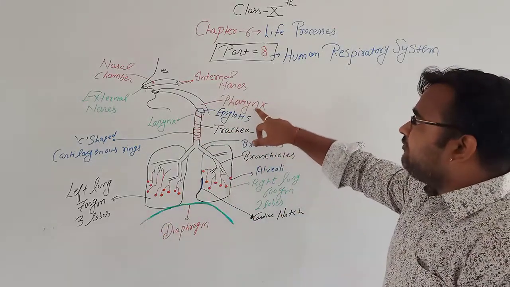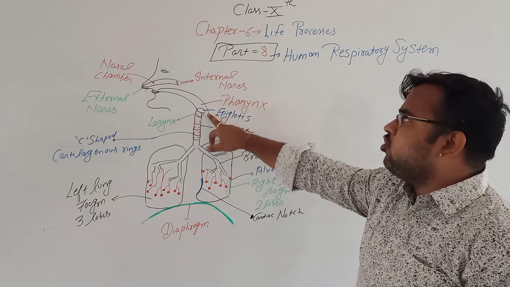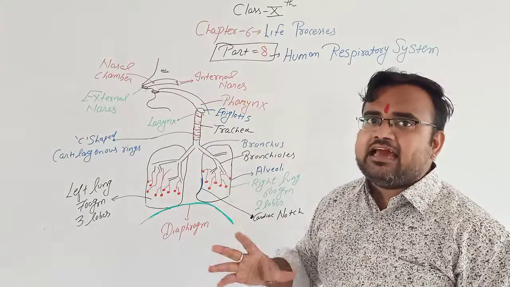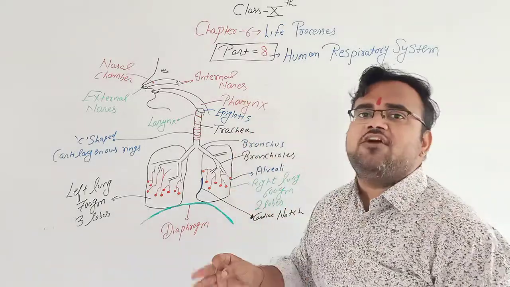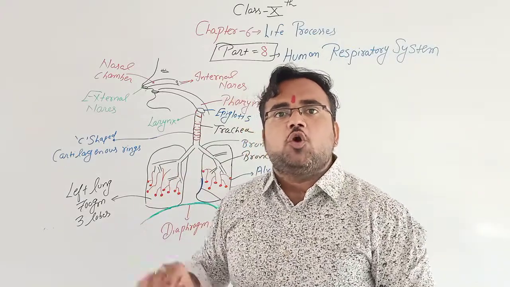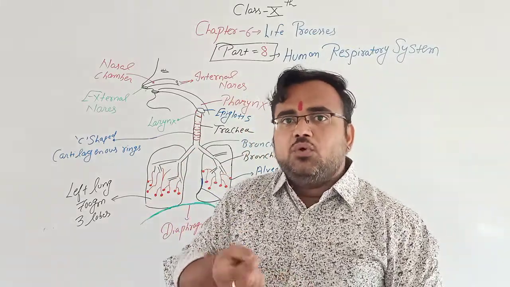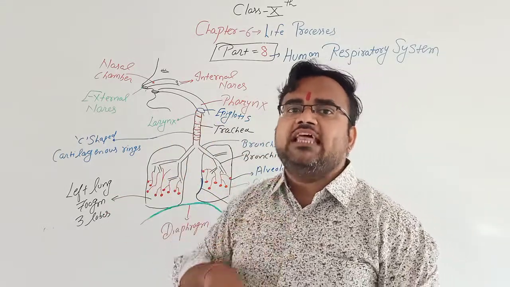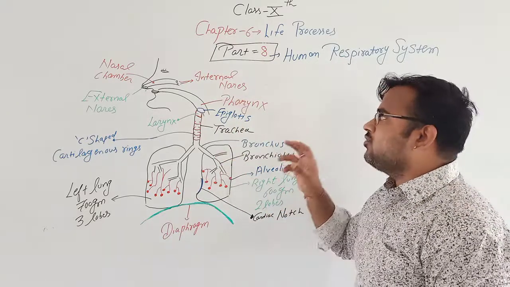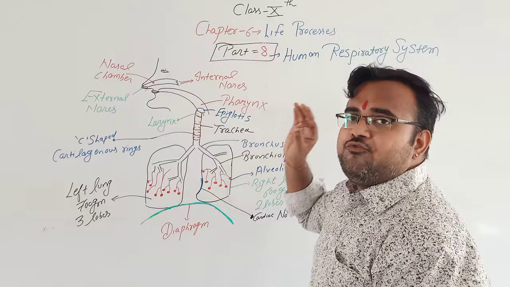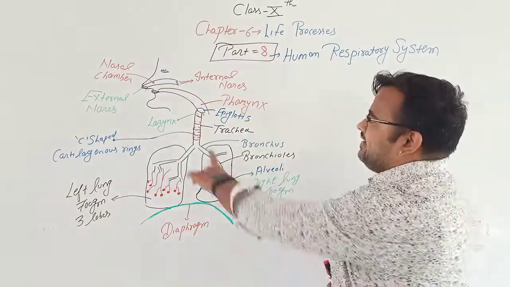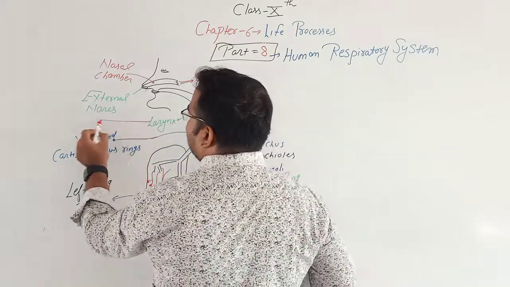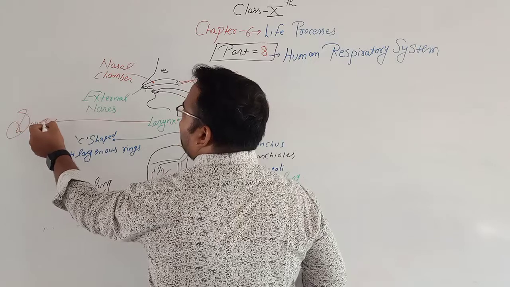Then after the pharynx, the small structure common for both the trachea and esophagus is known as the epiglottis. As we have already discussed, the epiglottis closes the trachea during swallowing of food and closes the esophagus during inhalation of air. That means the epiglottis is a common structure for both the trachea and the food pipe, that is, the esophagus. Now next is the larynx. Larynx is also known as the sound box.